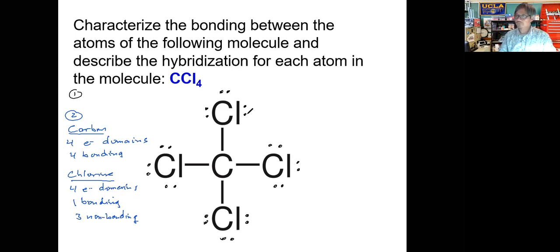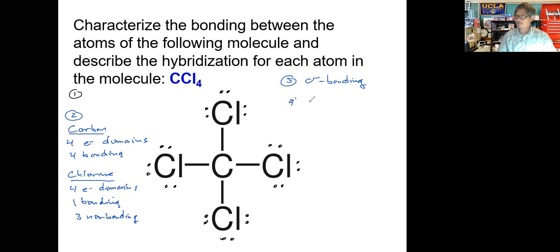Now let's go ahead and characterize the bonding interactions here. There are only 4 single bonds here, so the bonding interaction is going to be a sigma bonding interaction. That bonding interaction is not unique to a specific atom, but it's shared between 2 atoms. And so this sigma bonding interaction is used to describe both the chlorine and the carbon atom. So both the carbon and chlorine atoms will be connected together by a sigma bonding interaction.